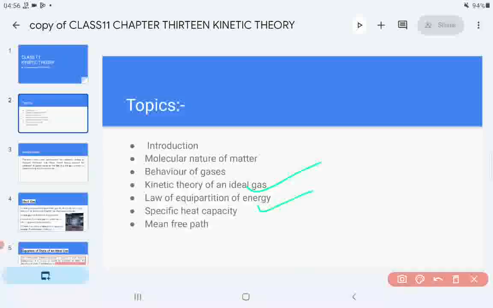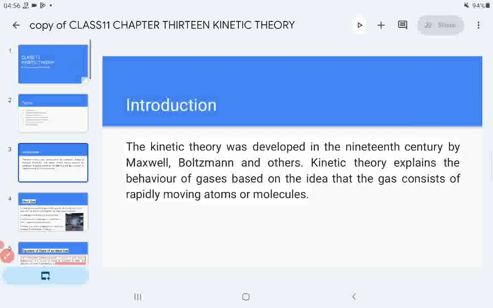We'll study the law of equipartition of energy, the specific heat, and the mean free path, the average distance a molecule travels between two successive collisions. Now let us move on to the first point, which is introduction.